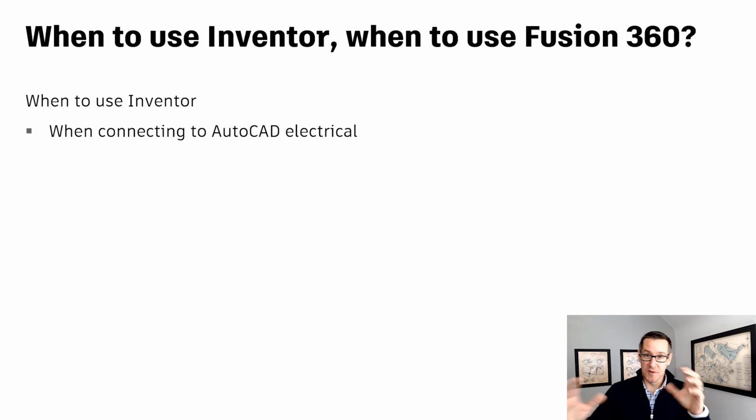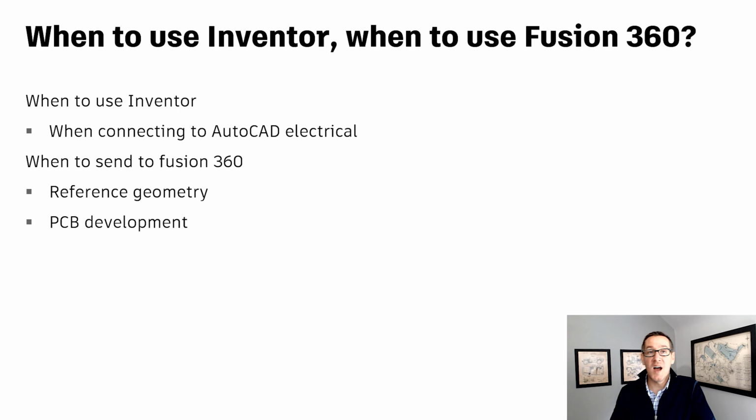So if you're working with someone using AutoCAD Electrical for schematics and wire diagrams and all the things AutoCAD Electrical is really good at, and you want to take advantage of Inventor to do that, there's a direct connection, and it works really well. When you want to send to Fusion 360, maybe you're building a housing inside of Inventor that a PCB needs to fit within. You can actually use that as reference geometry and then build the PCB around that particular piece of geometry. So that's a really great reason to do it.